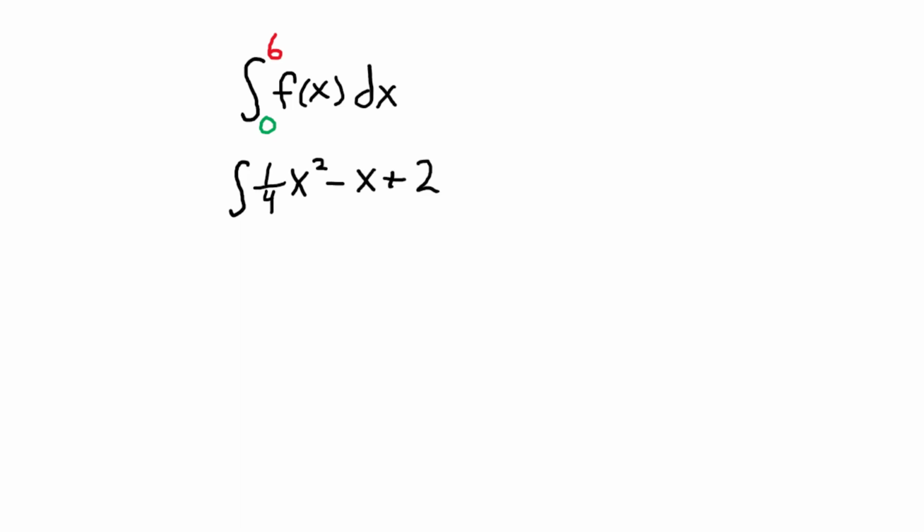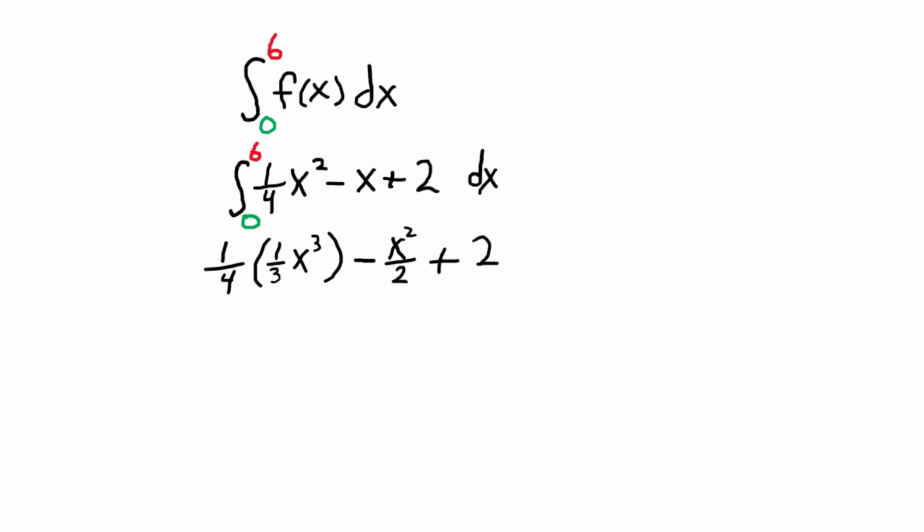Now that we have set up the integral, we can evaluate it. We have the integral of f of x dx from x equals 0 to x equals 6. We put in the function f of x equals 1/4 x squared minus x plus 2 and use the power rule. The antiderivative of x squared is 1/3 x cubed. The antiderivative of x is x squared over 2. The antiderivative of 2 is 2x.